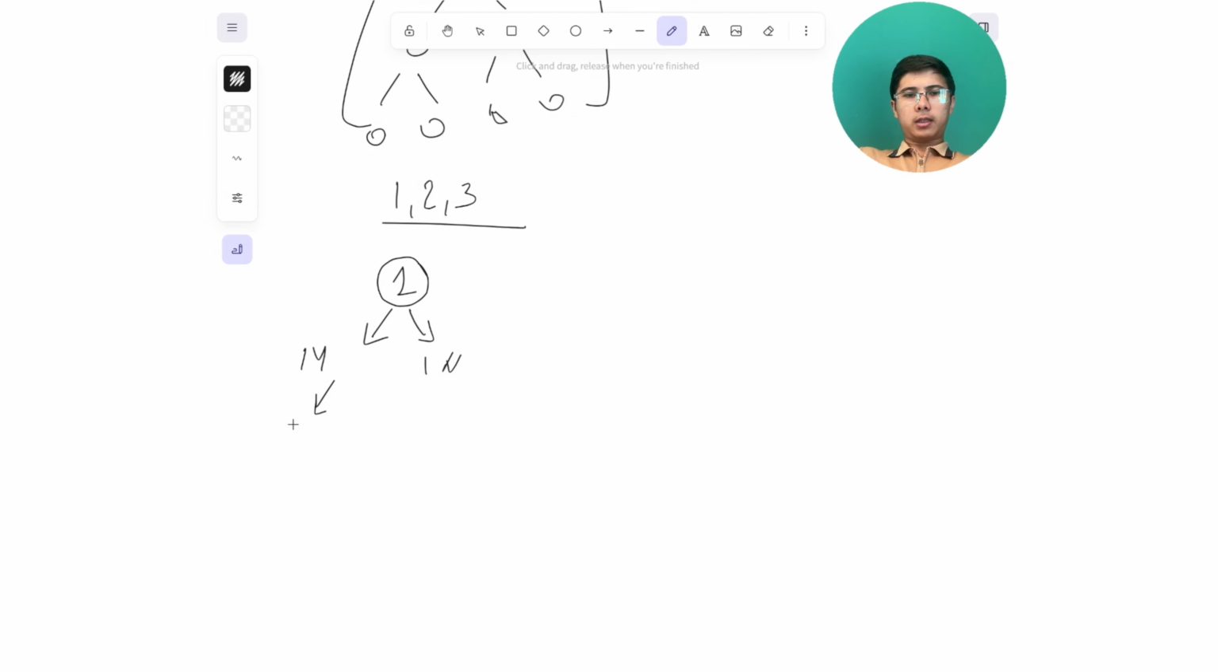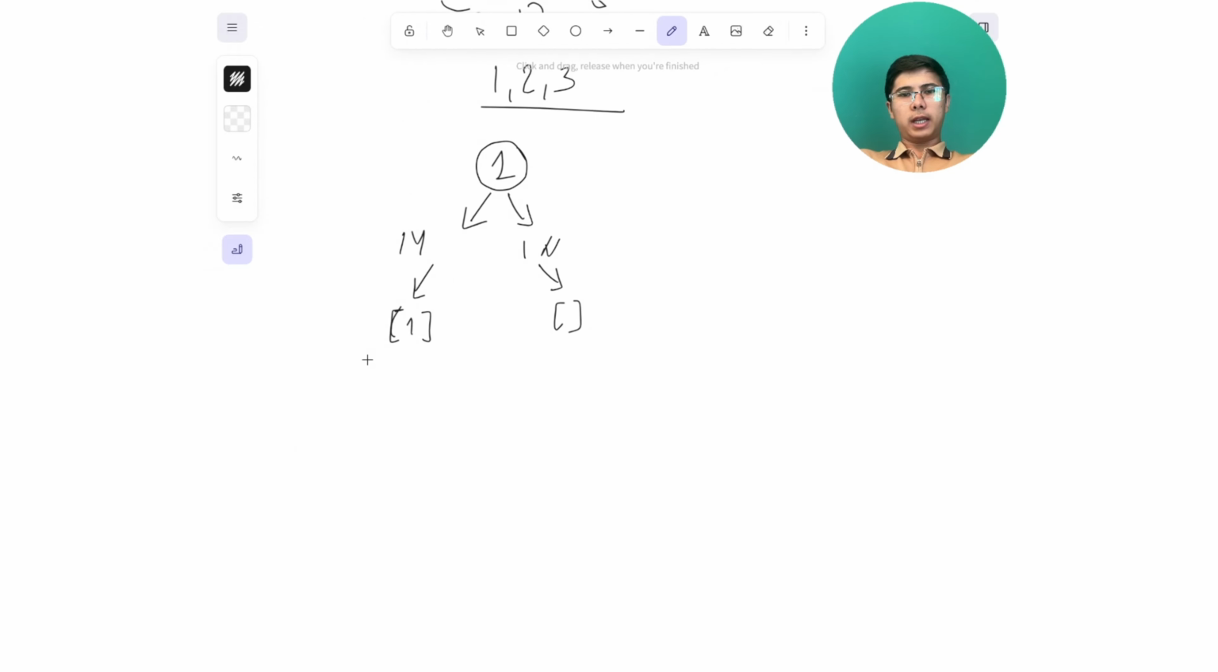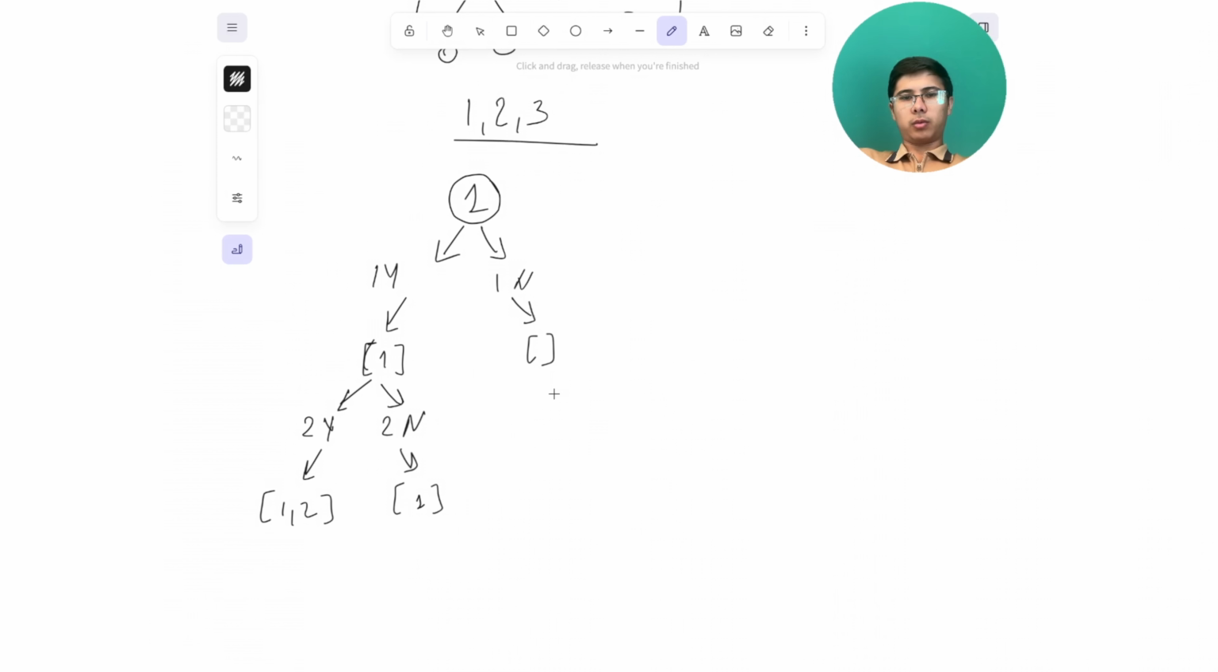If we take it, the set becomes [1]. If we say no, it is just a blank set. Again, we keep continuing. Then we can decide for 2, include 2 or exclude 2. If we decide yes, then it becomes [1, 2]. If we decide no, we are left with only [1]. Same for the no cases.